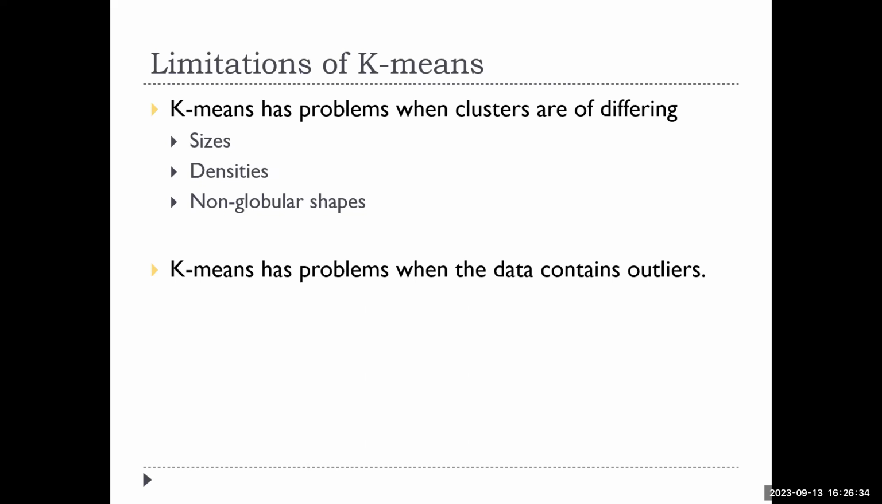So k-means has problems when clusters are of different sizes, densities, and non-globular shapes. K-means is also affected by data containing outliers.